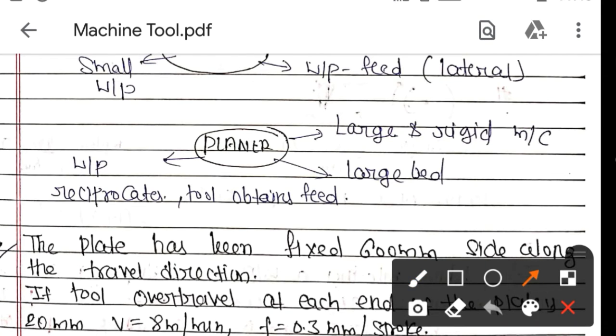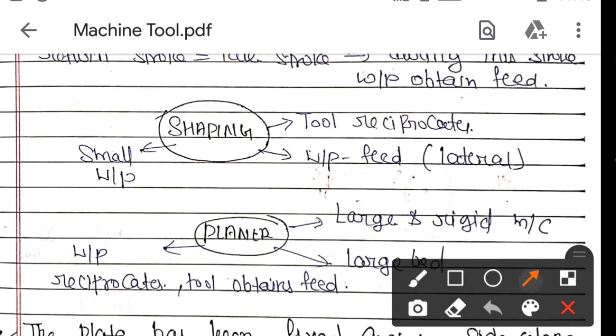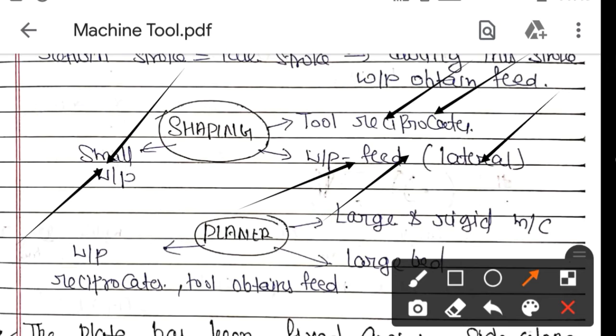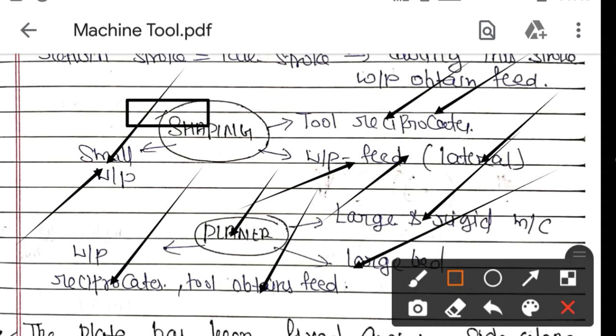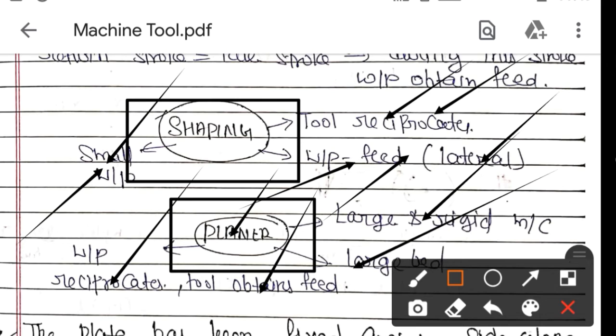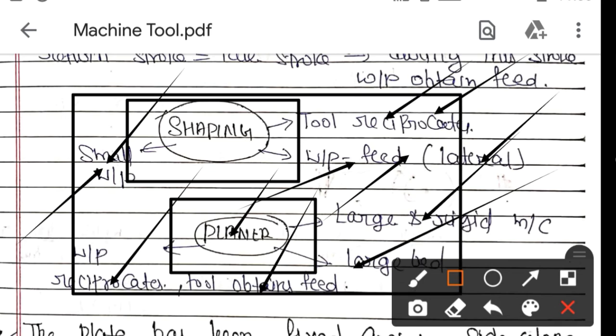And there are some points you should know between the shaper and the planer for solving MCQ type questions. Shaping is mainly for smaller workpieces, and in shaping the tool reciprocates and the workpiece gets the feed in the lateral direction. Coming to the planer machine, the workpiece reciprocates and the tool gets the feed. It is used for large and rigid workpieces, and a larger bed is used for the planer machine. So these are the important differences between the shaping machine and the planer machine. Without knowing the difference between these two, you may not be able to attempt the question, so at least keep this in your mind.